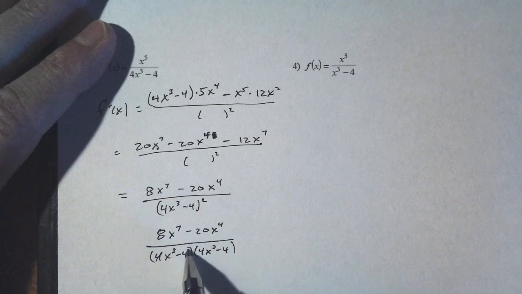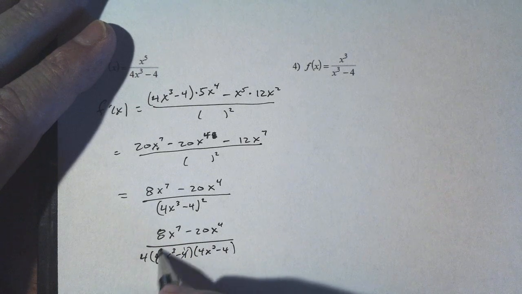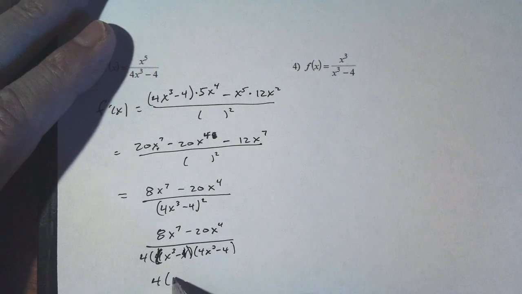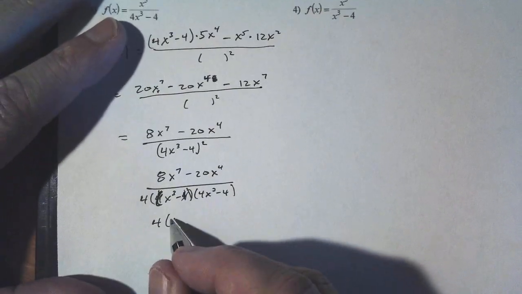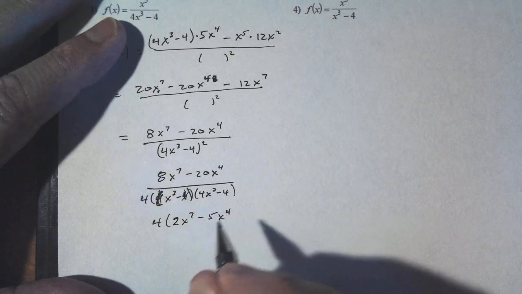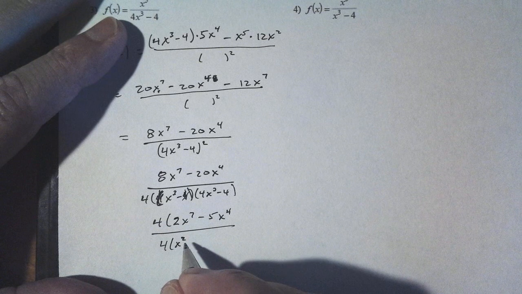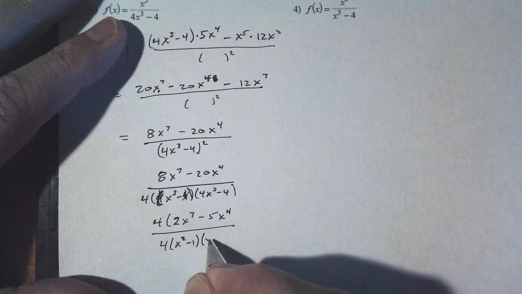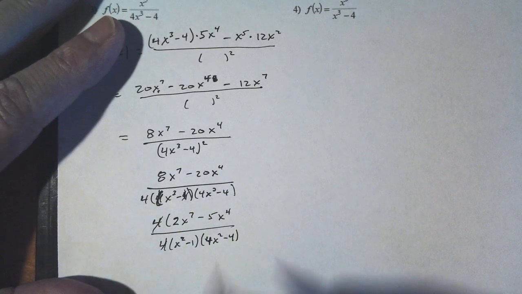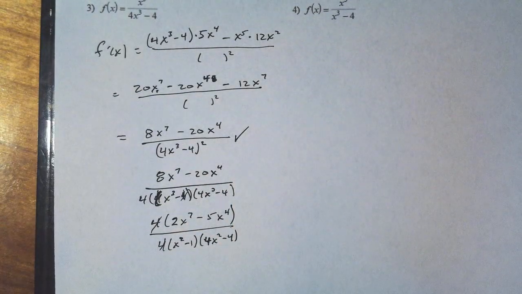I can reduce a 4 from this factor, or let's say I factor out a 4. This would become a 1. And I can factor out a 4 from the top. If I factor a 4 out of the top, I get 4 times 2x to the 7th minus 5x to the 4th. If I factor a 4 out of one of these in the denominator, I get 4 times x squared minus 1 times 4x squared minus 4. Cancel a 4. And you could do that. I wouldn't be surprised if our solution has that as its answer.